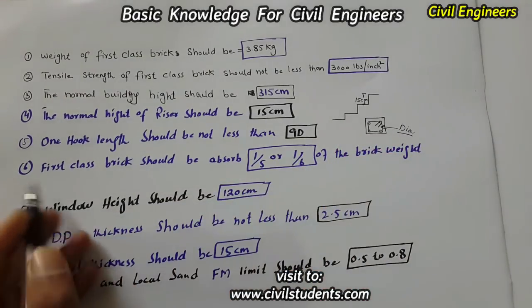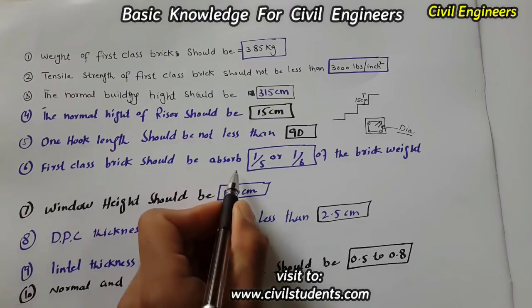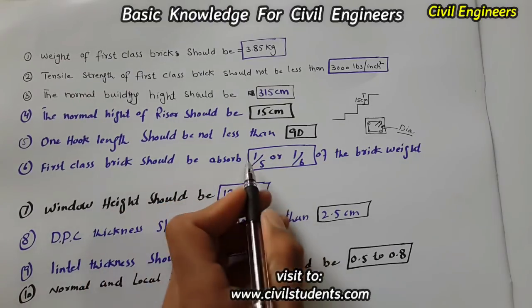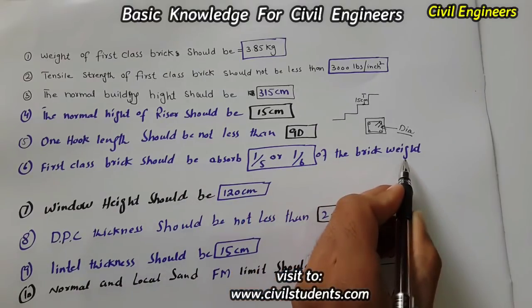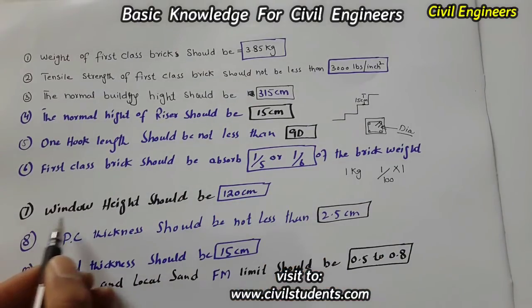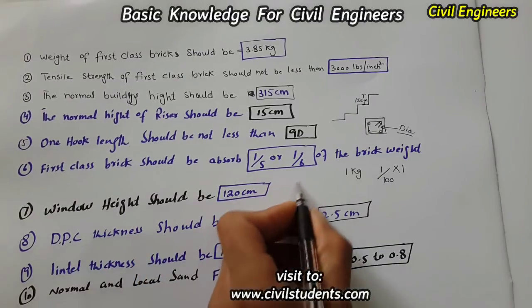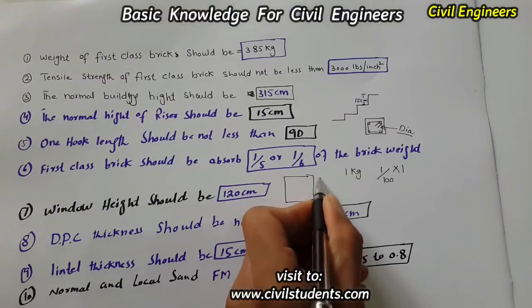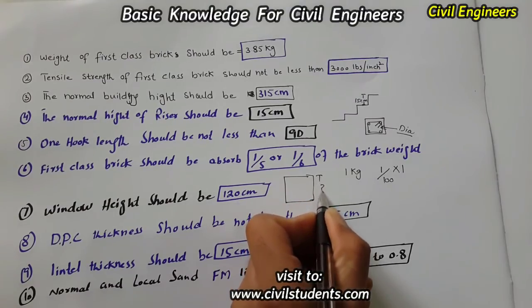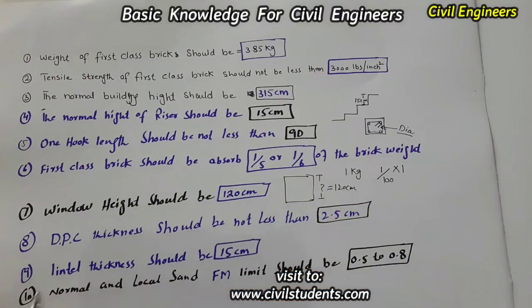And the sixth one, a first class brick should absorb water of 1/5 or 1/6 of the brick weight, okay? And the seventh one, the window height should be 120 centimeters. So this is the window, okay? And this is the window height. So this should be 120 centimeters, right?